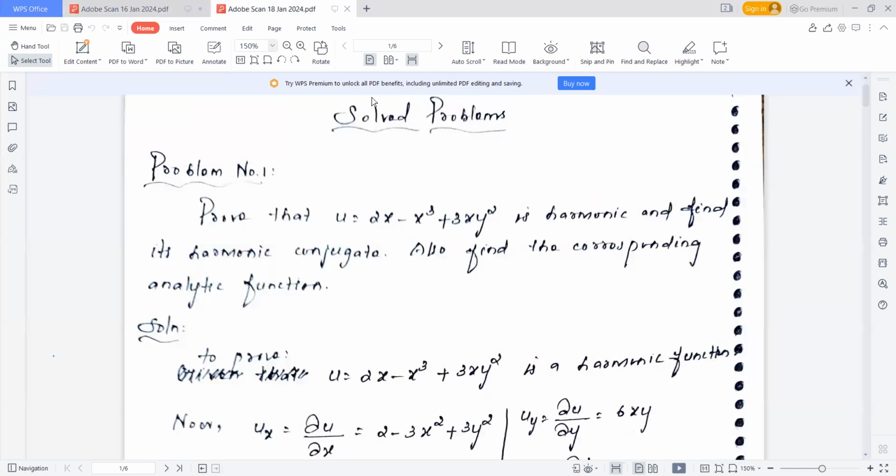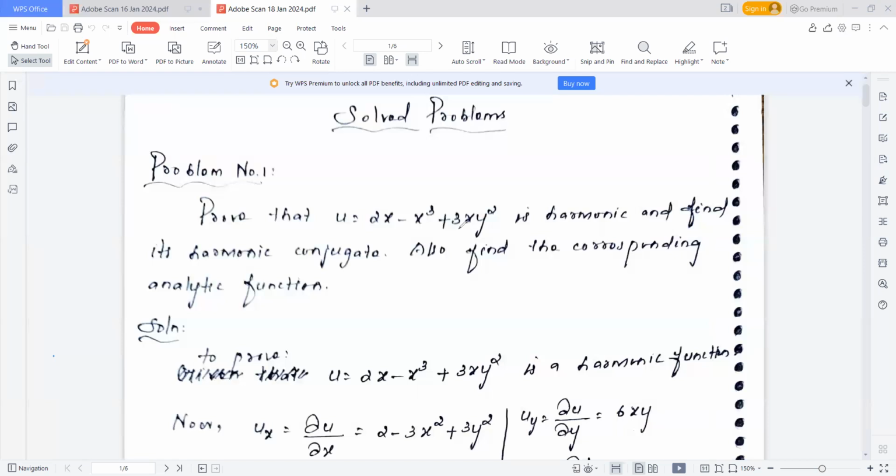Okay, so they are all very easy problems. So first problem: prove that the function u equals 2x minus x cube plus 3xy square is harmonic. They have given the real part of the function and they ask us to prove that the function u is harmonic and find its harmonic conjugate. So first, prove the given function is harmonic; next, find the harmonic conjugate of the given function; and the third is also to find the corresponding analytic function.